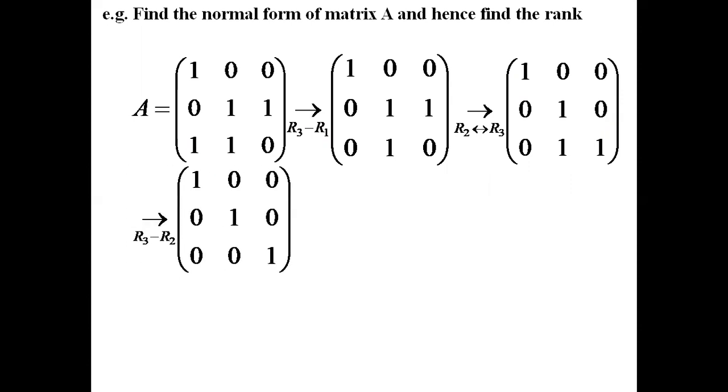Then R3 minus R2. Once you apply R3 minus R2, you can see this element also becomes 0 and the elements below also become 0. And now this last element is 1. So what you are getting? You are simply getting I3, having rank 3. Okay. So rank is 3. Clear?